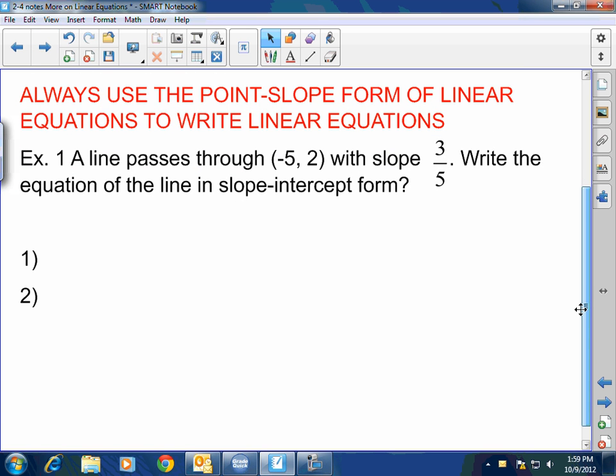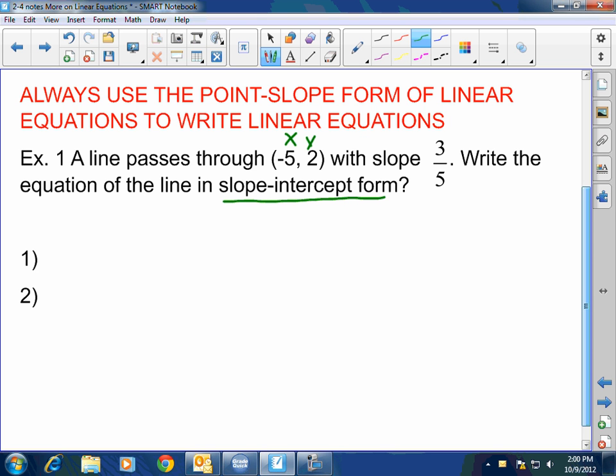Example number 1. A line passes through -5, 2 with a slope of 3/5. Write the equation of the line in slope-intercept form. Now, some of you may say, wait a second, okay, hold on, Mr. Moore. You want us to write it in slope-intercept form. I have an x, I have a y, I have a slope. Why can't I just plug it in and solve for the y-intercept?